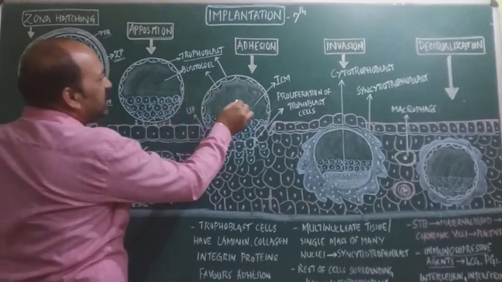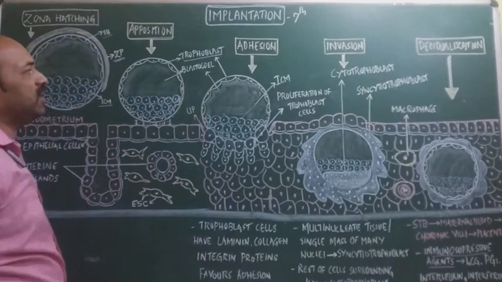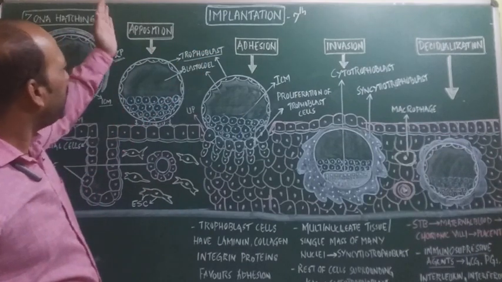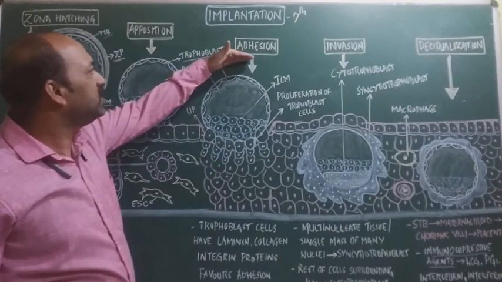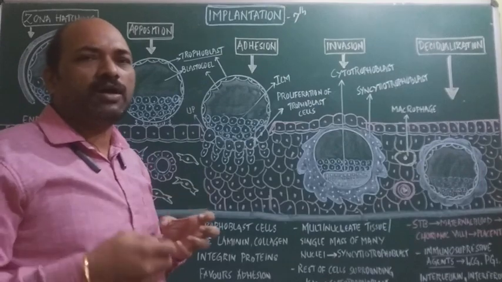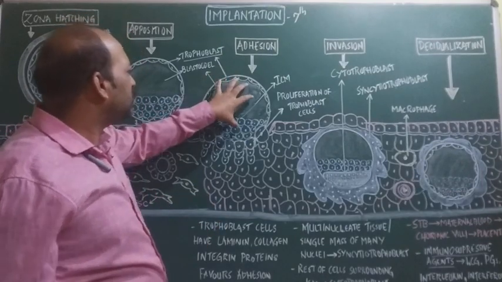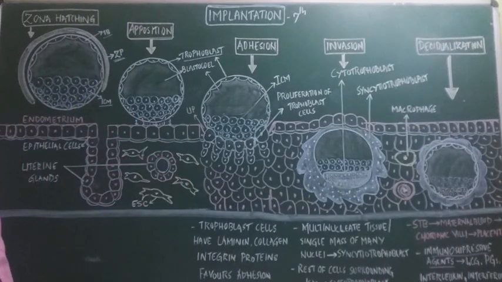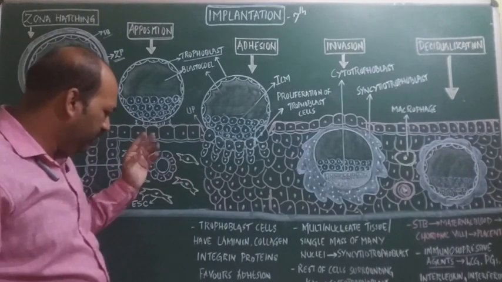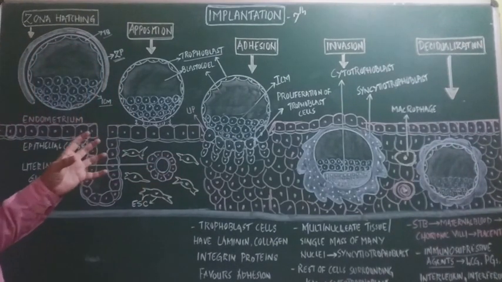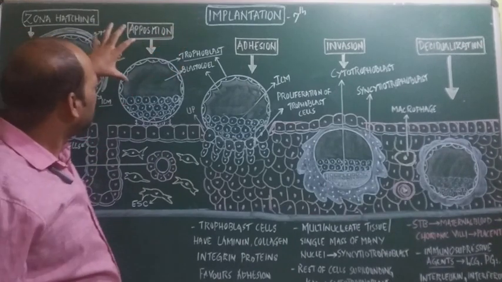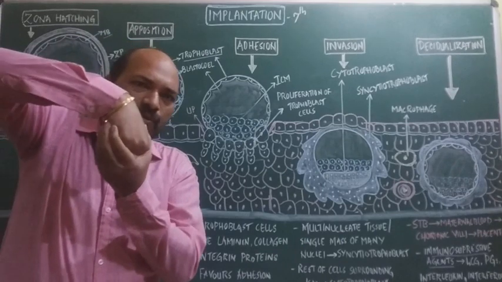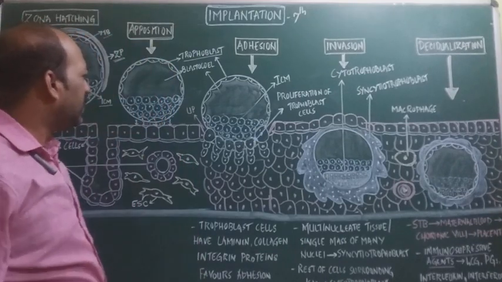Now in the next stage, that is the third stage called adhesion. Adhesion, compared to apposition, is a much stronger binding of the blastocyst to the endometrium. So what are the changes that occur in adhesion? Once the blastocyst rests on the endometrium, what happens thereafter?